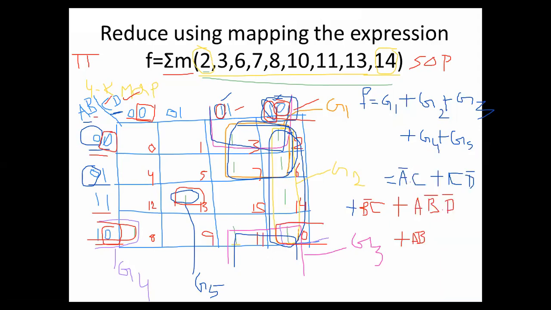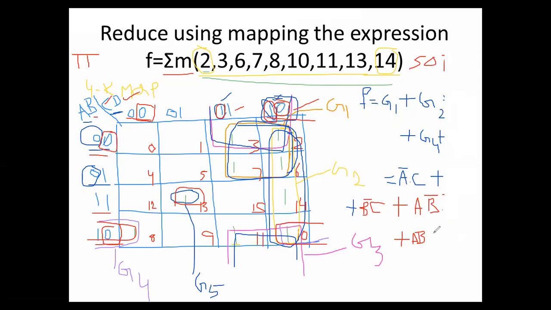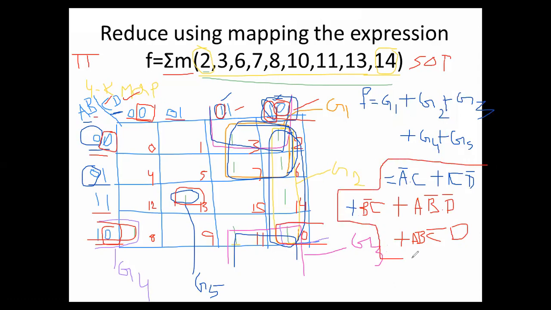What about CD here? 0 1. C is 0, that's why C bar. D is 1, D. Do you understand? So this is the total result. So minimize the expression. In this way we simplify the given expression by using a 4-variable K-map.